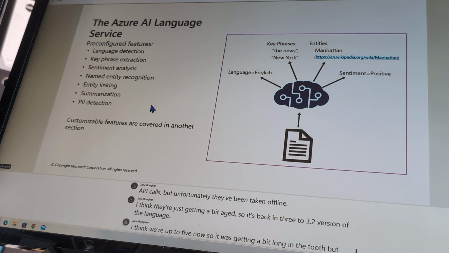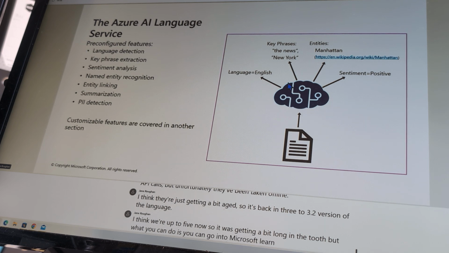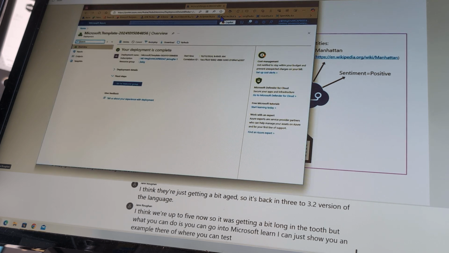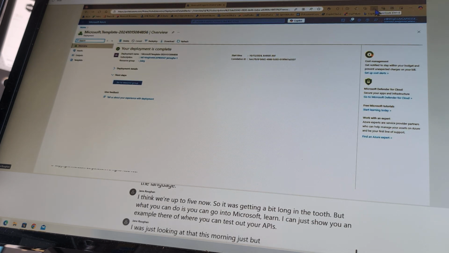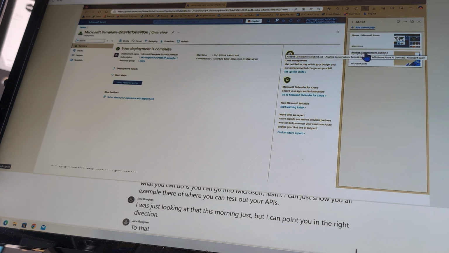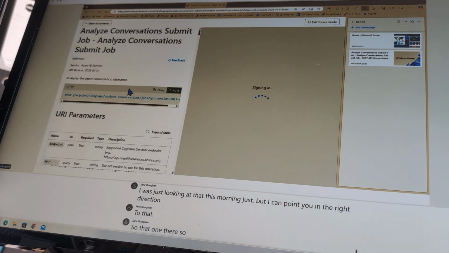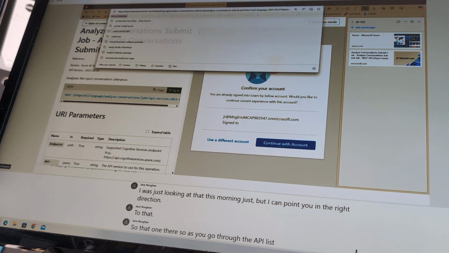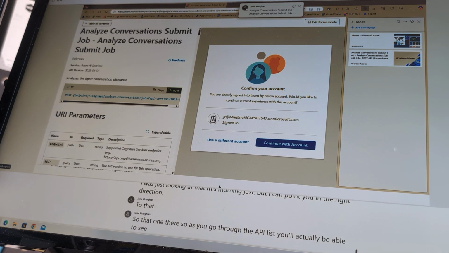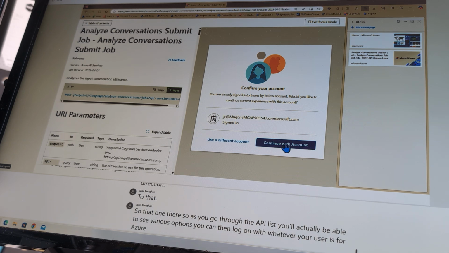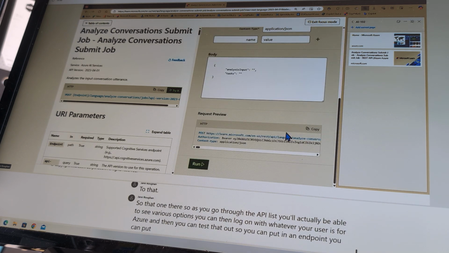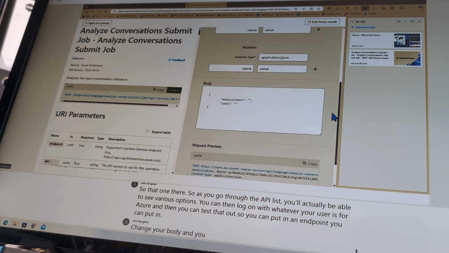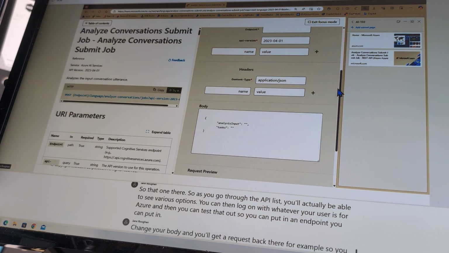But what you can do is you can go into Microsoft Learn. I can just show you an example there of where you can test out your APIs. I was just looking at that this morning, but I can point you in the right direction to that. So as you go through the API list, you'll actually be able to see various options. You can then log on with whatever your user is for Azure, and then you can test that out. So you can put in an endpoint, you can change your body, and you'll get a response back there, for example.